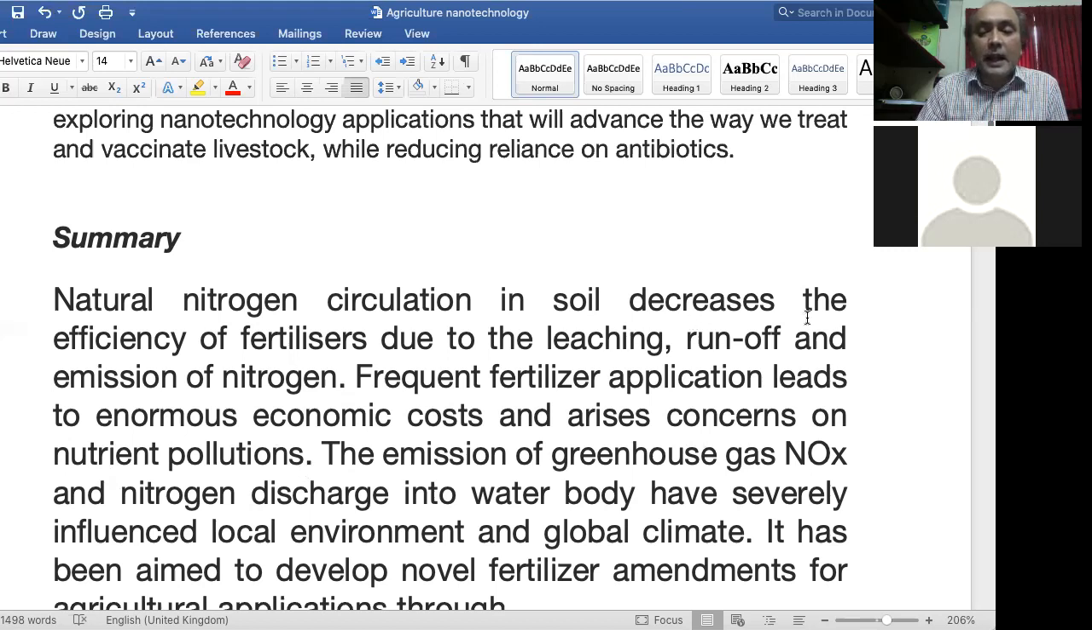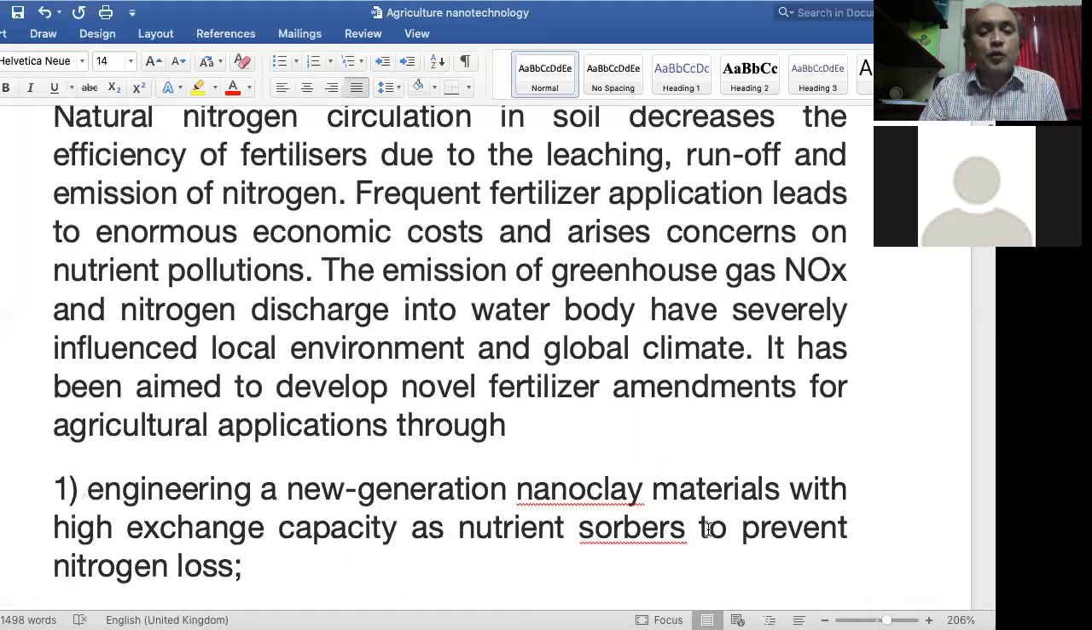If leaching and runoff increase, they pollute the environment and cause eutrophication, that is, the water body is polluted. The emission of greenhouse gas, that means different nitrous and nitrogen oxides, and nitrogen discharge into water body, have severely influenced local environment and global climate. It has been aimed to develop novel fertilizer amendments for agricultural application.